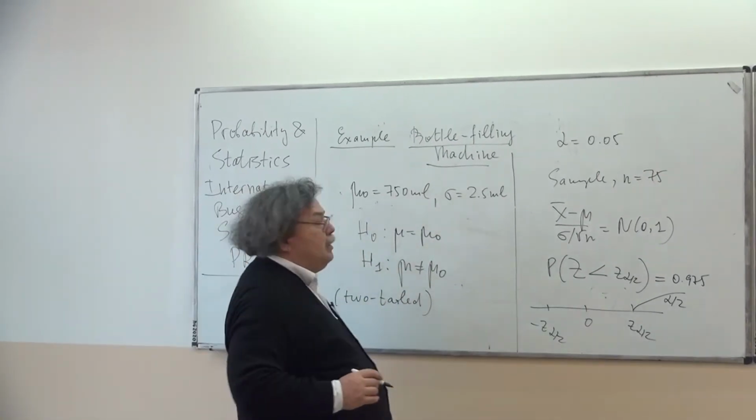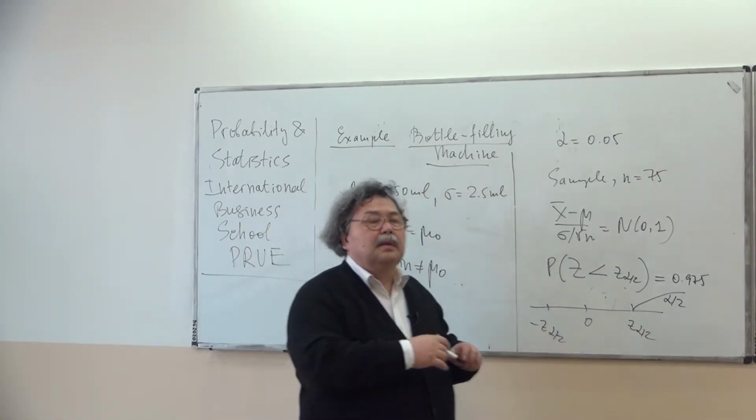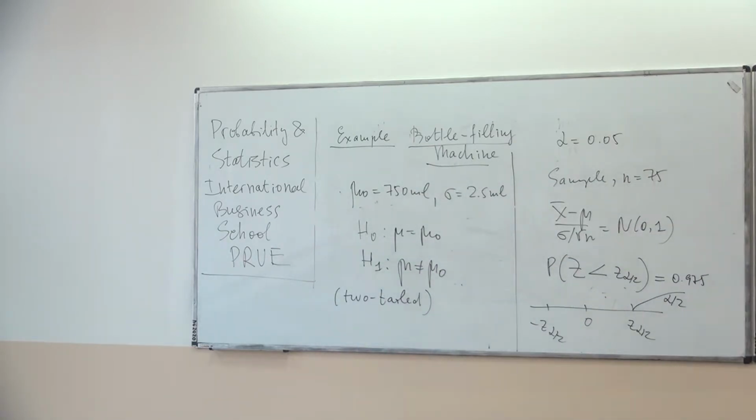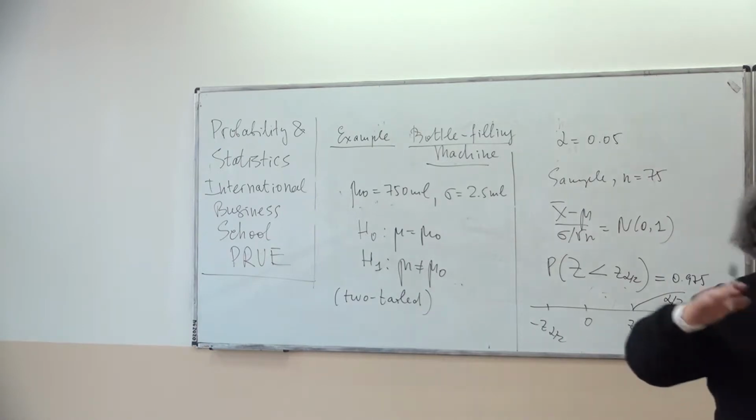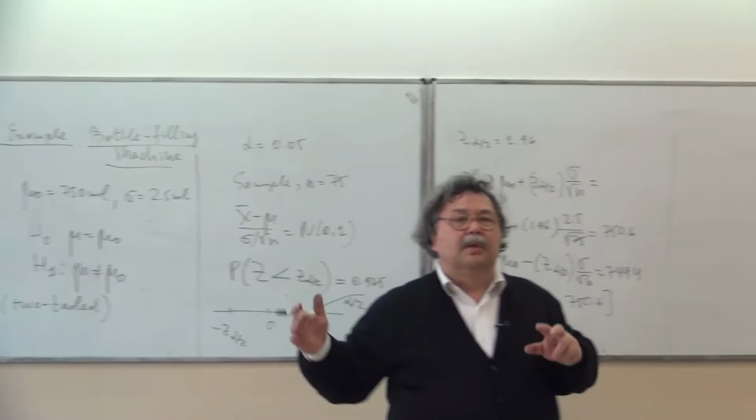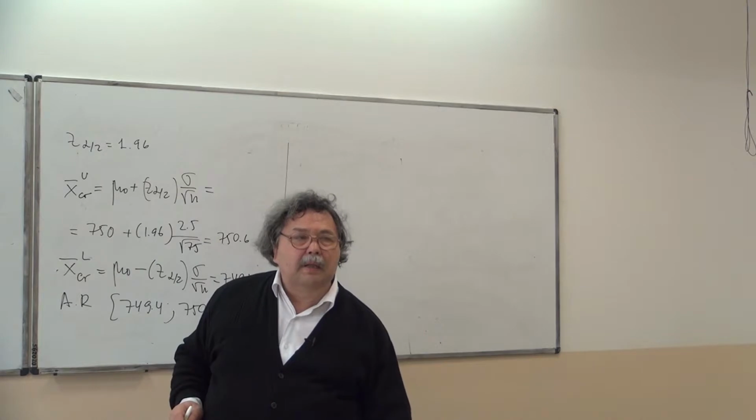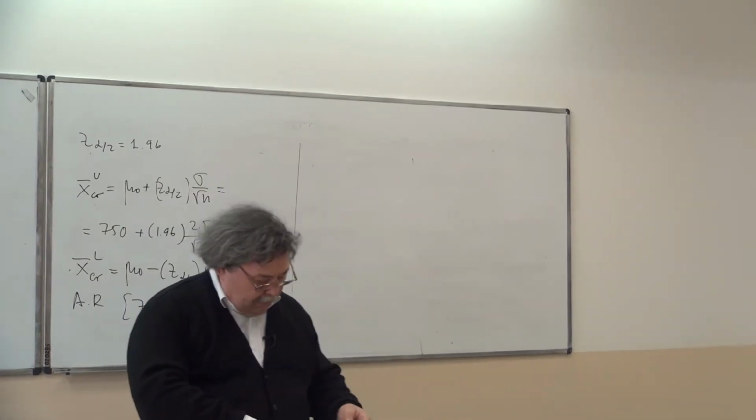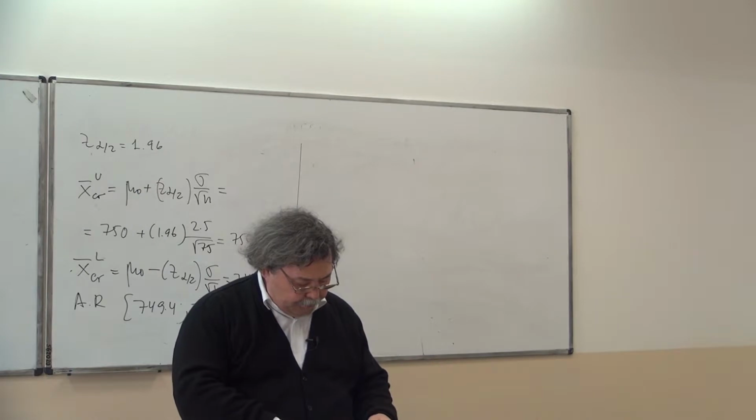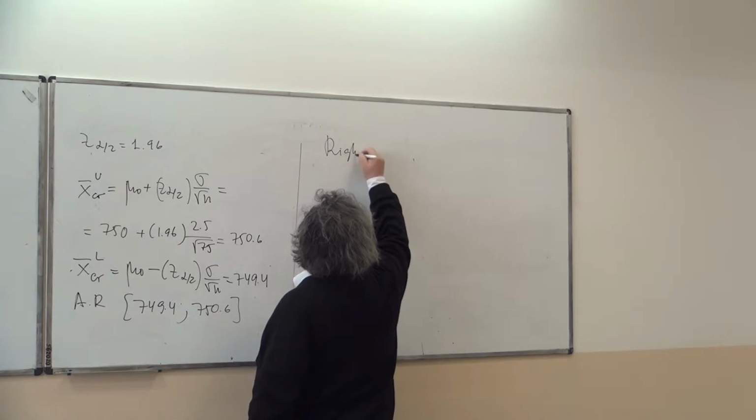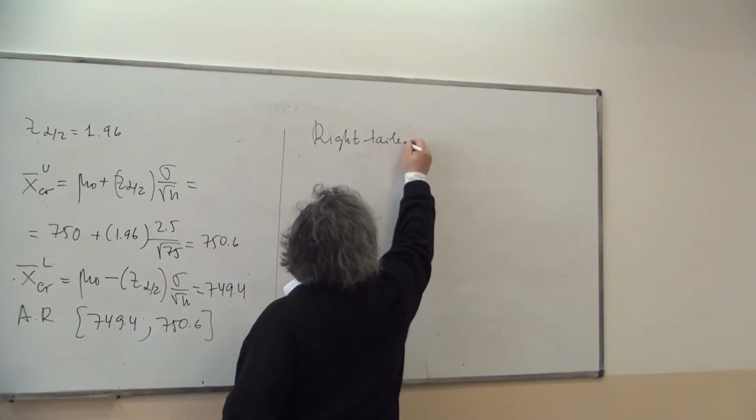And the alternative here is this: mu0 is the null hypothesis, mu is not equal to mu0 is the alternative hypothesis. But quite often, or maybe more often than this, we are interested just in the deviation from mu0 in one direction, not in both directions. If this is the case, we apply a one-tailed test. Okay? For example, let's do a right-tailed test.